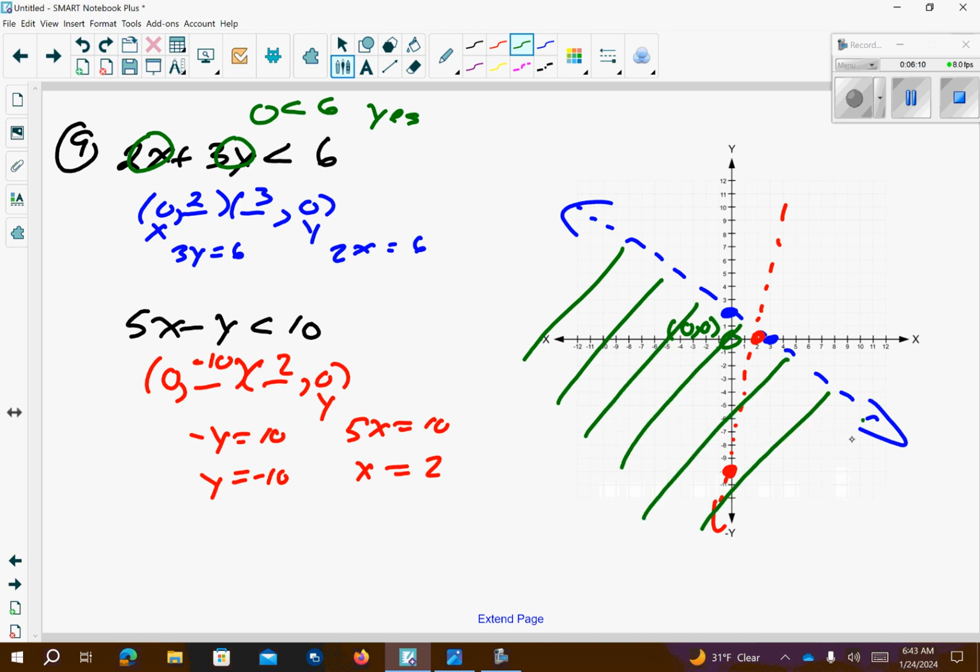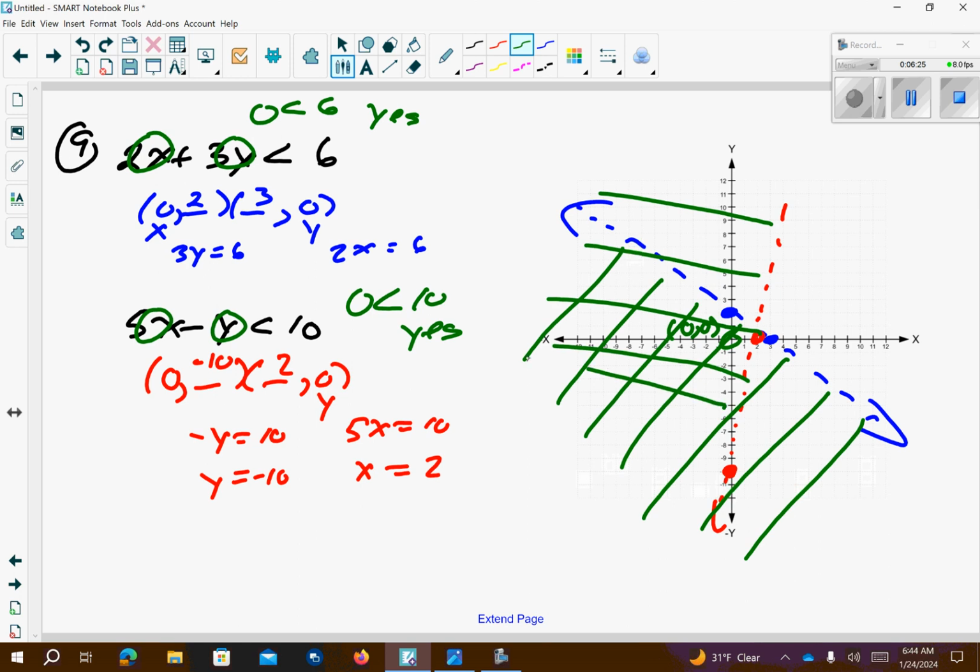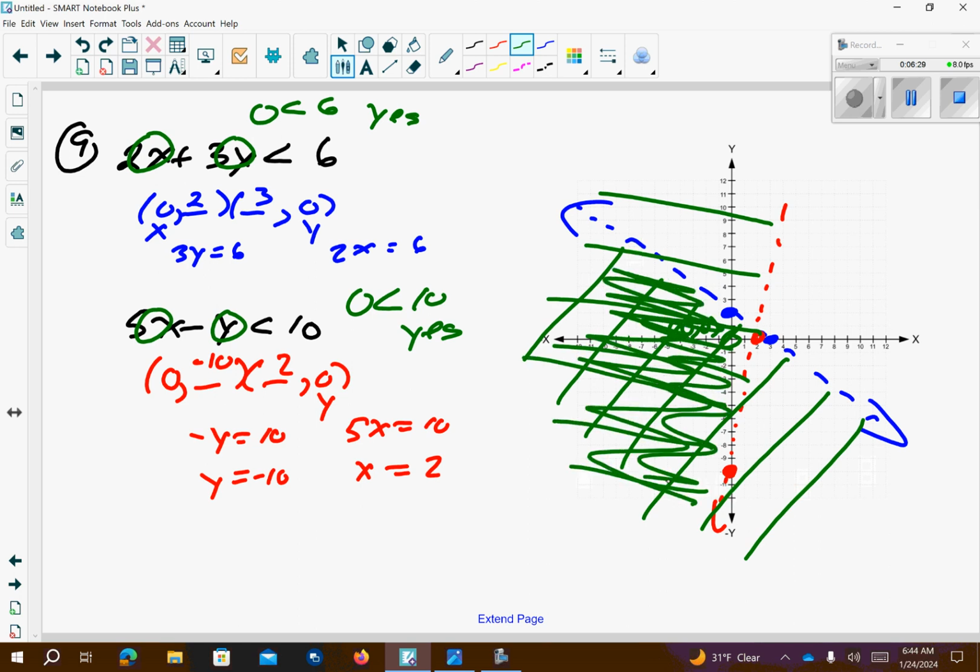And then I'm going to take 0, 0 and plug it in here. That becomes 0. That becomes 0. Is 0 less than 10? It's yes. So I'm going to shade the side of the red line that 0, 0 is on. So that's over here. Do you see where they overlap? This overlap right here is the answer. That's the answer right there.